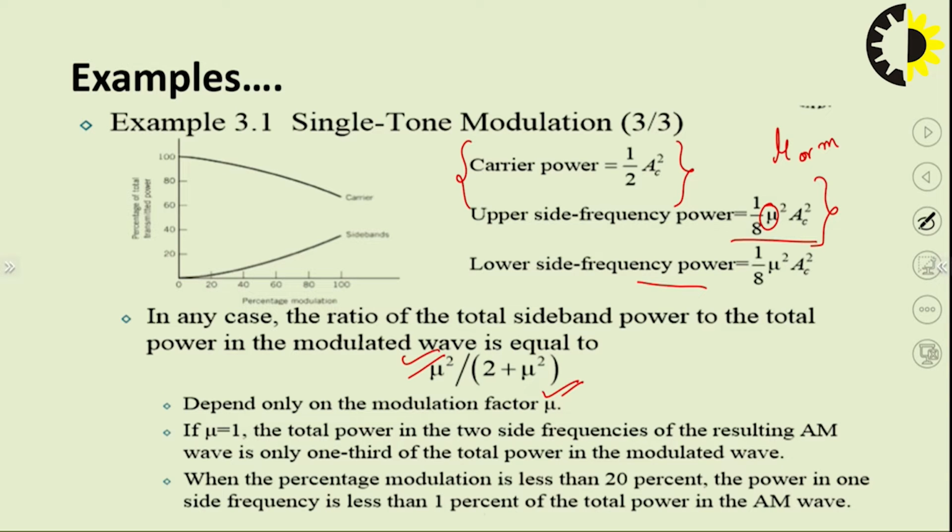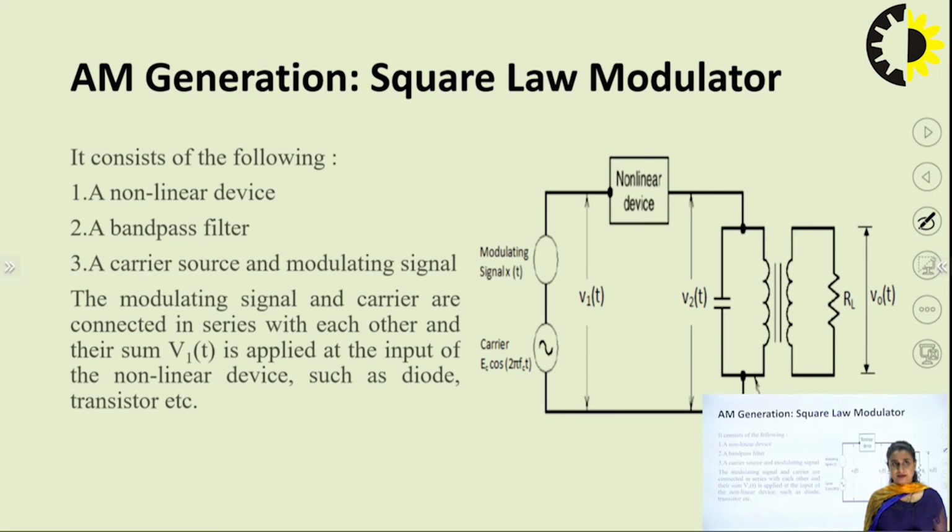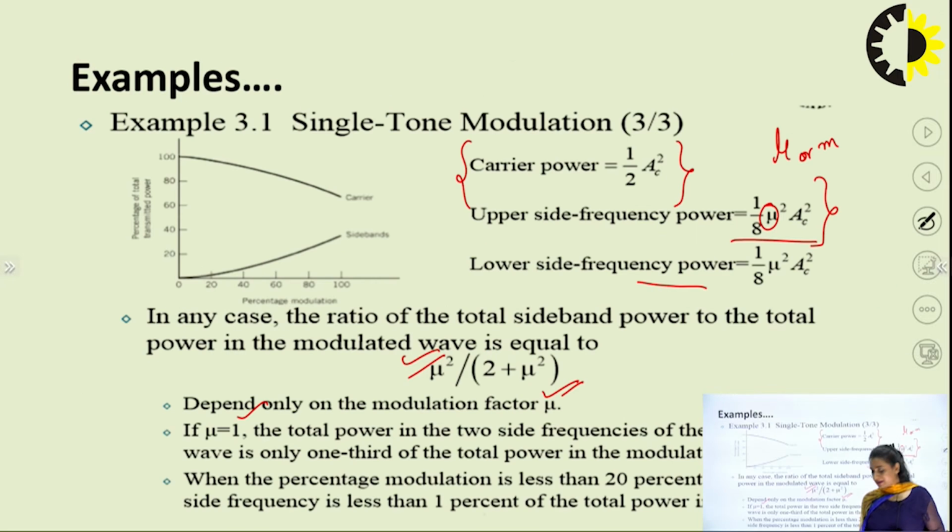So what does the total power depend on? The modulation index, right? So for small m equals to 1, we know that 66.66% of the power gets wasted in the carrier only. So to conserve that, we jump to double sideband suppressed carrier, right? So this is what we have discussed so far.